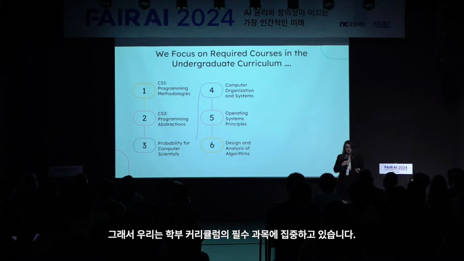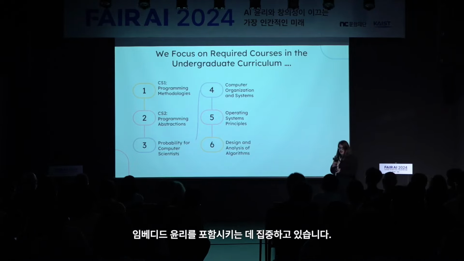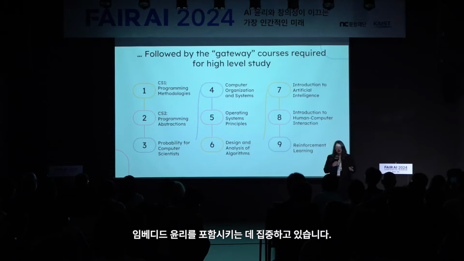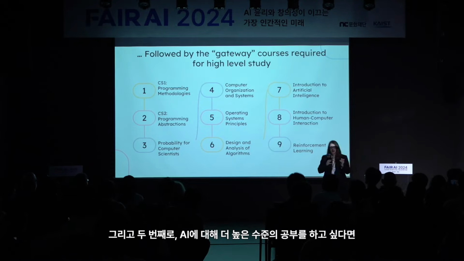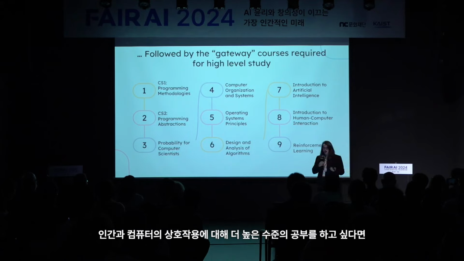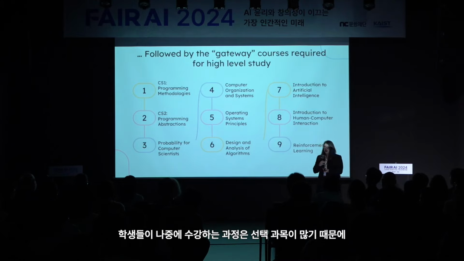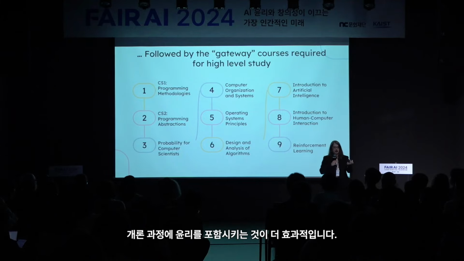So we focus on the required courses in the undergraduate curriculum. As Mehran said, we focus on the courses that students have to take. And then secondarily, we have these gateway courses where if you want to go on to do higher level study in artificial intelligence, you have to take, for example, Intro to Artificial Intelligence. If you want to go on to higher level study in human-computer interaction, you have to take Intro to Human-Computer Interaction. So this is another good site for ethics because, again, there are mandatory bottlenecks to the later courses that students take.